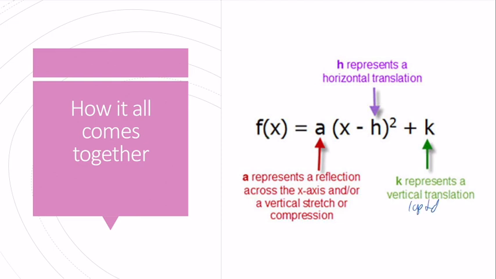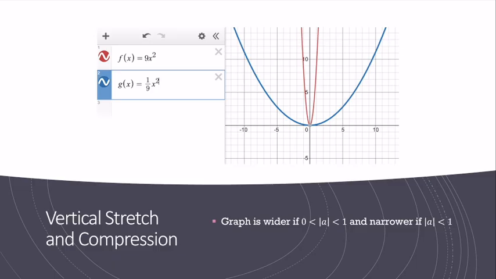This h is what shifts our graph left or right. And this a in front can represent a reflection across the x-axis, that's if it's negative, and/or a vertical stretch or compression. It's going to change the shape of our graph. Well, what does that look like? Well, my graph is going to be wider if a is a fraction, so if the absolute value of a is between 0 and 1.